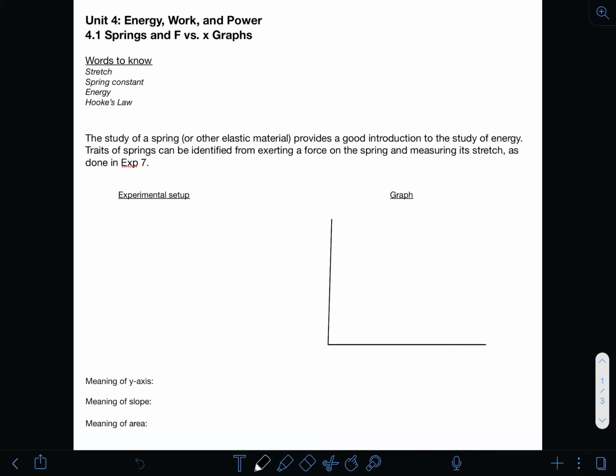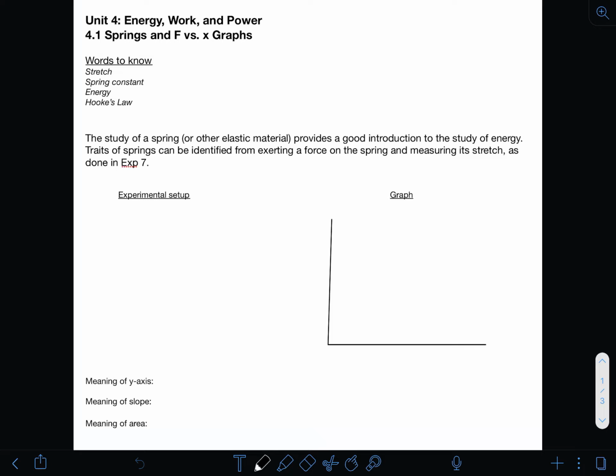Hi everyone. In this video, we're going to talk about the intro to work via an experiment about springs where we can analyze a force versus displacement graph. So some things to know are the words stretch, spring constant, energy, and then Hooke's law.